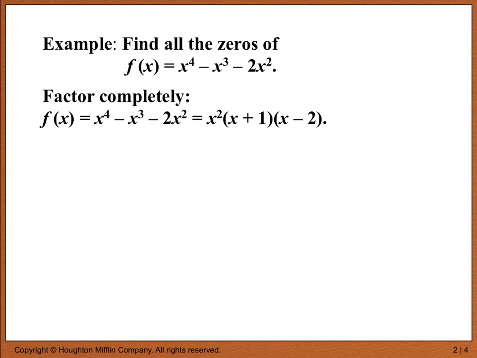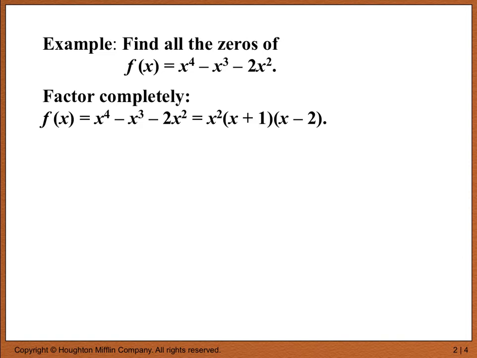The first thing we do is we factor. And when we factor this, we take the x squared out, and we factor it to be x squared times x plus 1 times x minus 2. Now with your experience in Algebra 2, you can probably identify already what the zeros are.